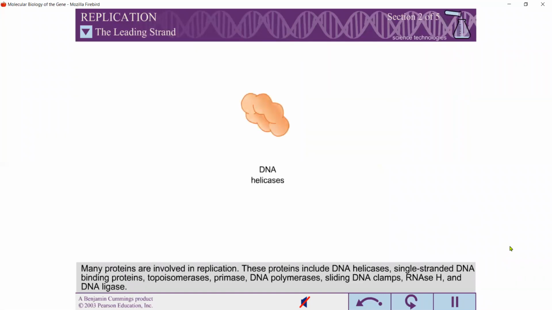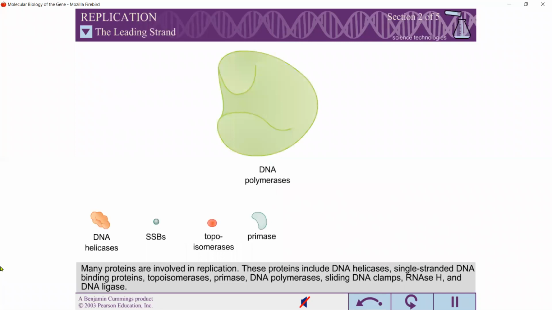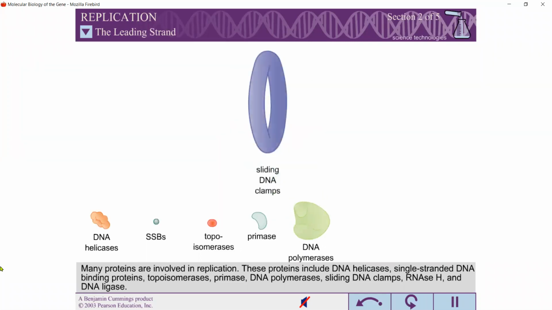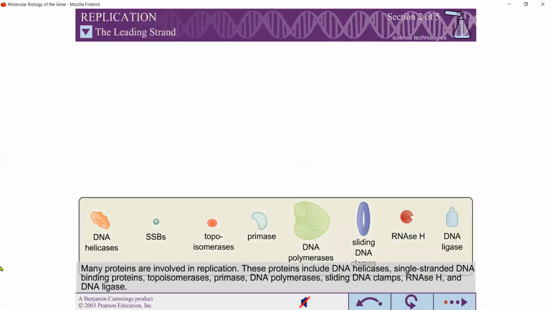So we start with the enzymes: DNA helicase, single-strand binding proteins, topoisomerases, and primase, so primase is coming first. Primase, DNA polymerase, sliding beta clamps, RNase H, and DNA ligase.